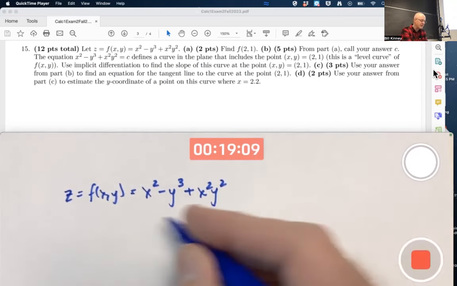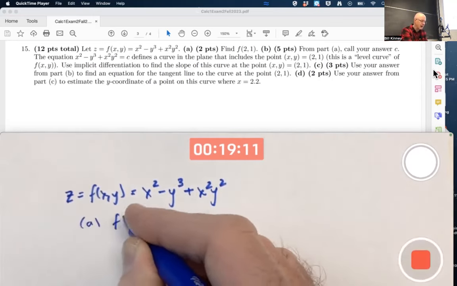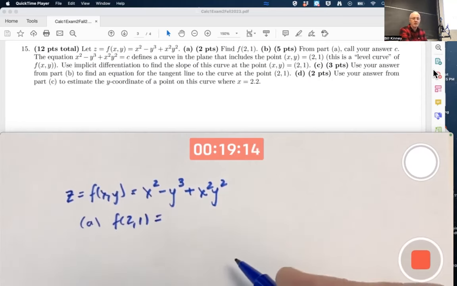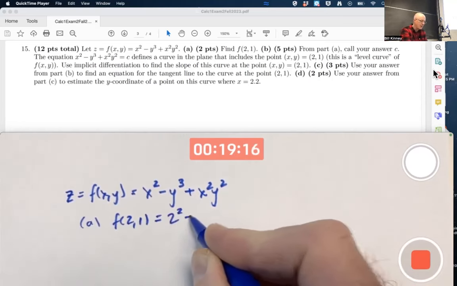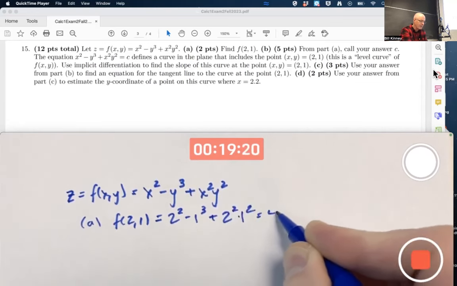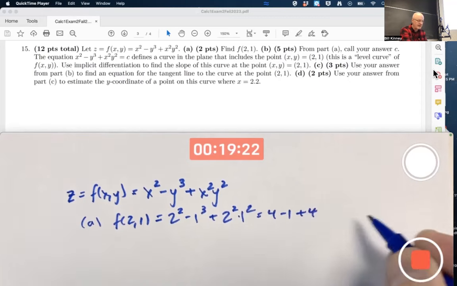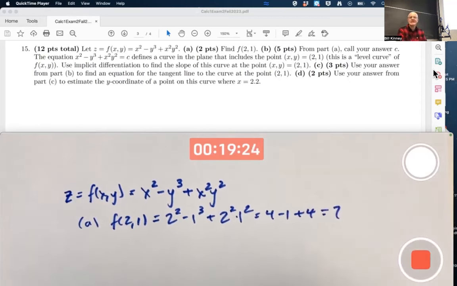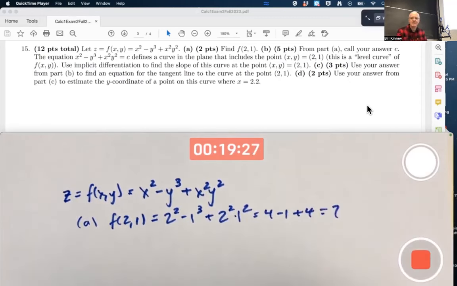But anyway, part A is supposed to be easy. Just find f of 2, 1, plug in x equals 2 and y equals 1 and see what you get. We get 4 minus 1 plus 4. We get ultimately 7. The C in this problem is 7. Yeah, part B says call your answer C.